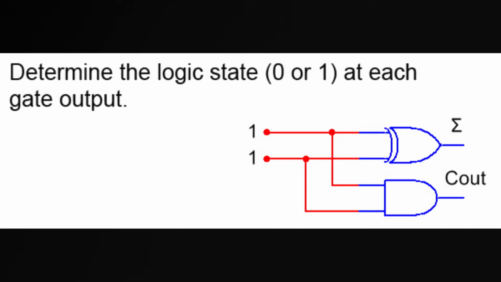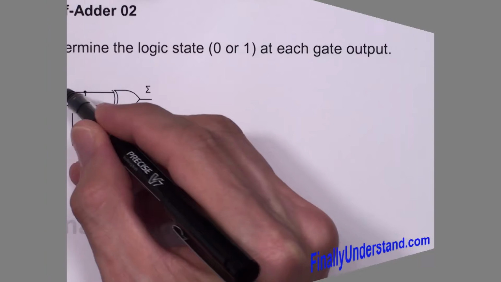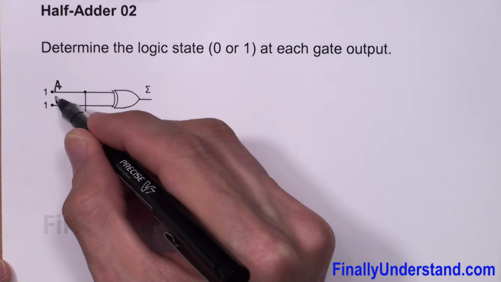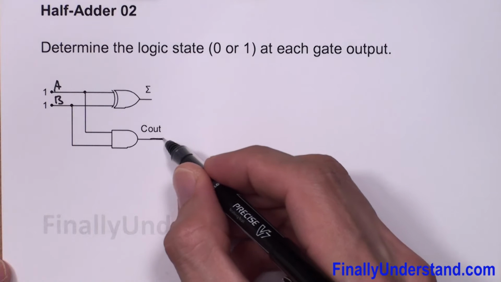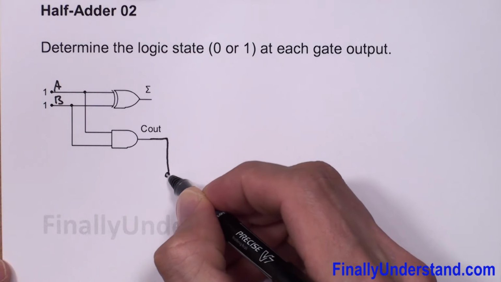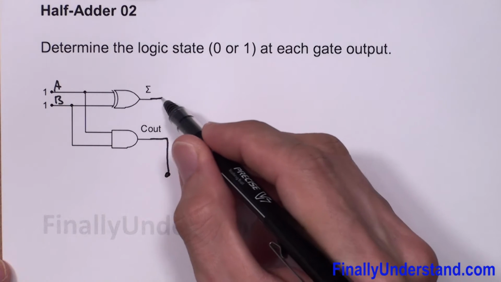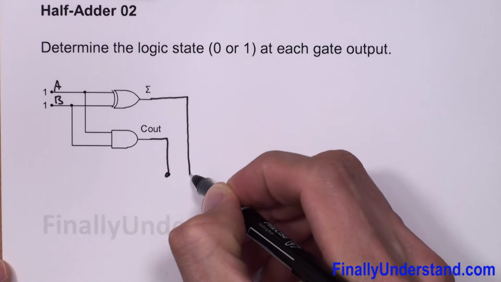Let's take a look at this example. Again, we have half adder. We have two inputs, input A, and I have input B. And these are my outputs. I'm going to extend them a little bit. So this is going to be my carry out, and this is my sum.